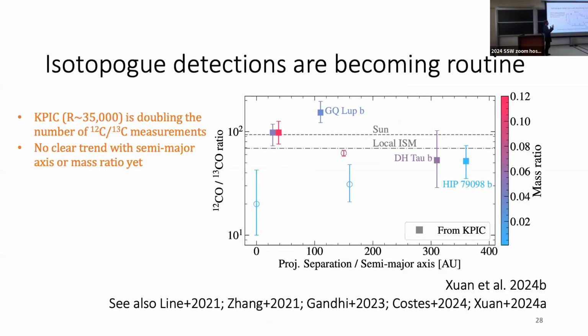And at even higher spectral resolution from the ground, this is work by Jerry here, Sean, you have, we've been able to double the number of isotopologue measurements. So it's still the beginning, but I think this is an exciting path for the field, because currently there's no specific trend identified, but we're just starting.